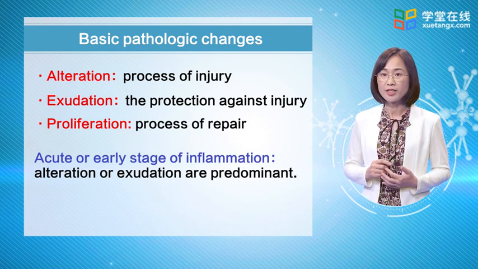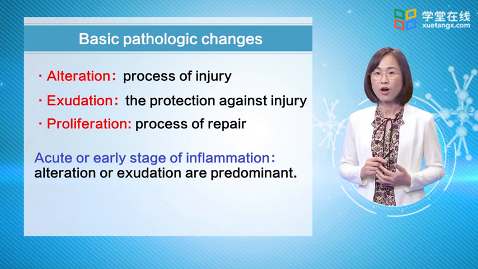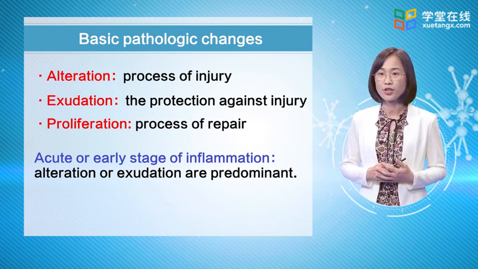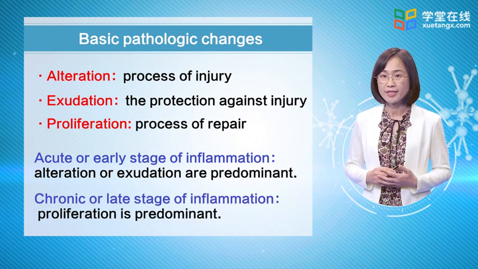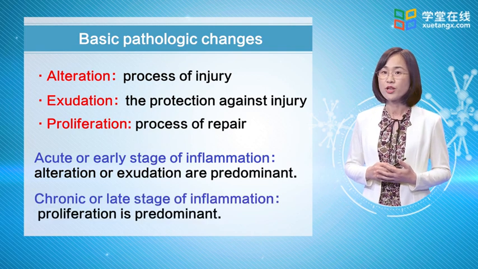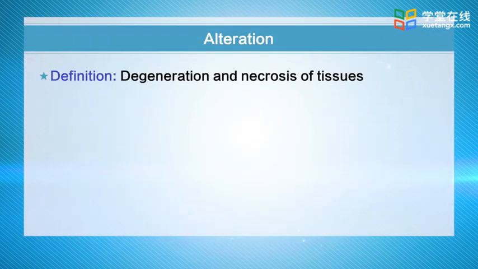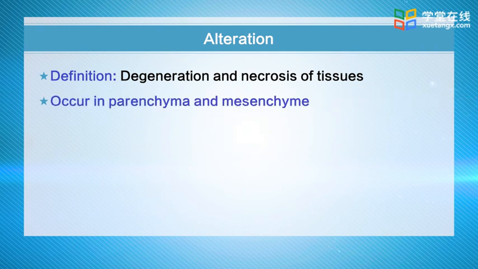For acute or early stage inflammation, alteration or exudation predominates, while in chronic or late stage inflammation, proliferation prevails. Alteration refers to degeneration and necrosis of tissues. We have discussed degeneration and necrosis in chapter of tissue injury. Alteration may occur in both parenchymal and mesenchymal tissues.